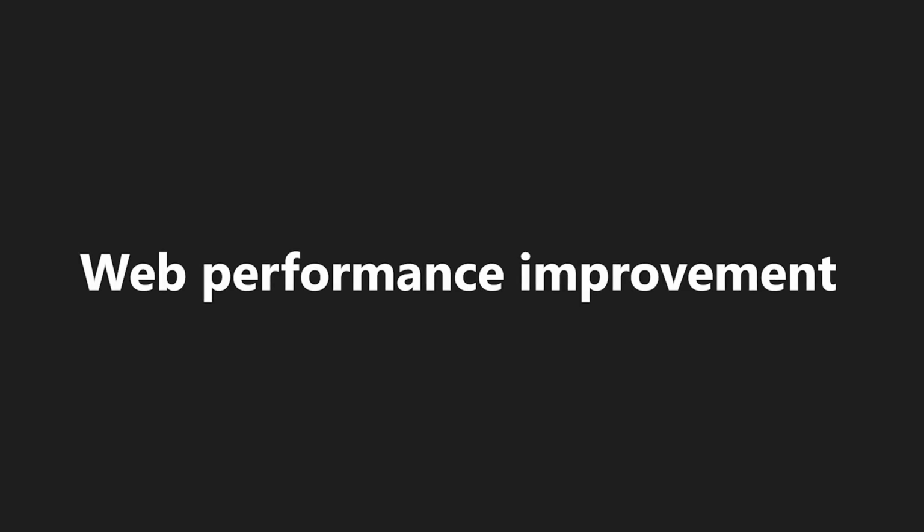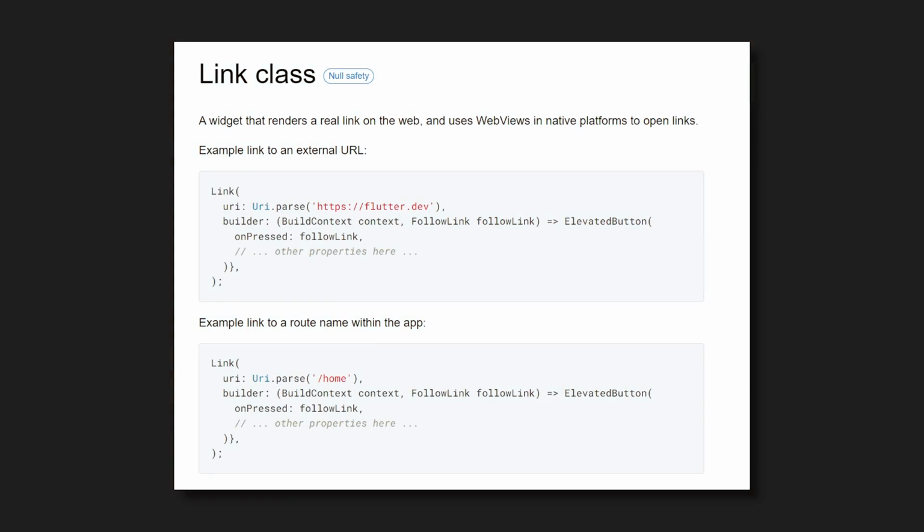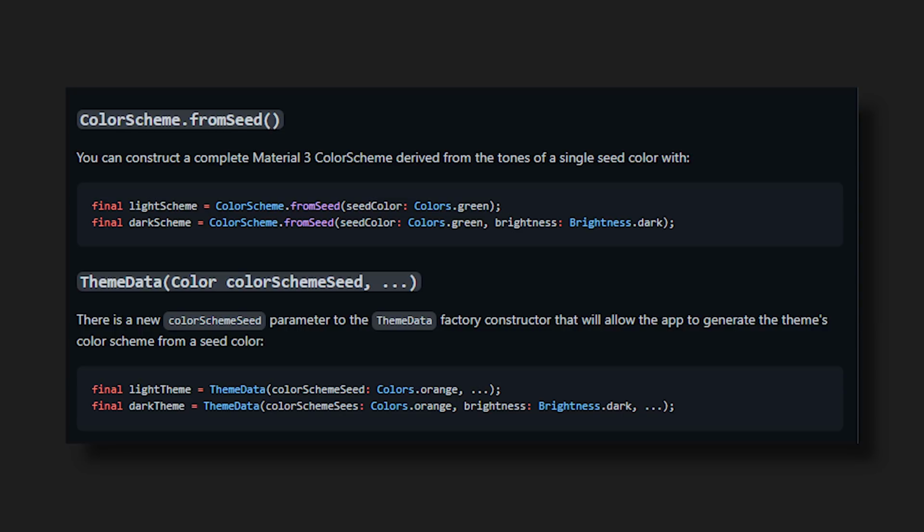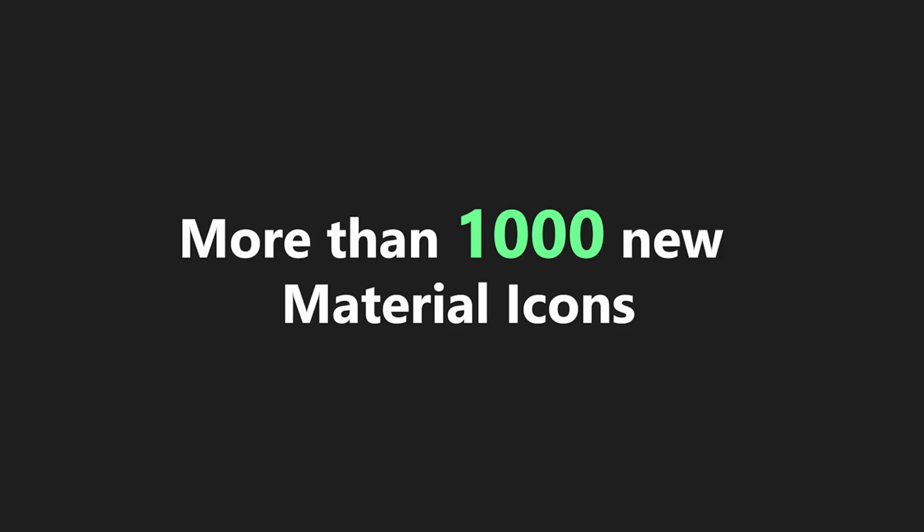They have also started to add some more performance improvements to Flutter Web, specifically with the new link widget, which will also be added to other widgets over time. And finally, we also have the beginning of the transition for Material 3. And here they gave an example of generating an entire color scheme from a single seed color. This also includes a new ThemeData.useMaterial3 flag, which will switch all of your components to the Material 3 look. And they also added more than 1,000 new material icons.